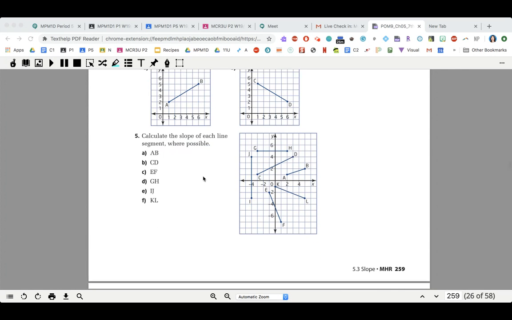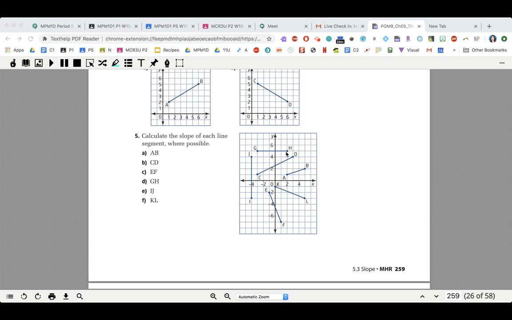Okay, question 5. So let's see. Some of these are positive slopes, some of them are negative slopes, and for example, AB, it'll be a rise of 1, a run of 3. So rise over run, so 1 divided by 3 for this slope. Let's do something that's different. So GH. So that has a rise of 0 and a run of 5.